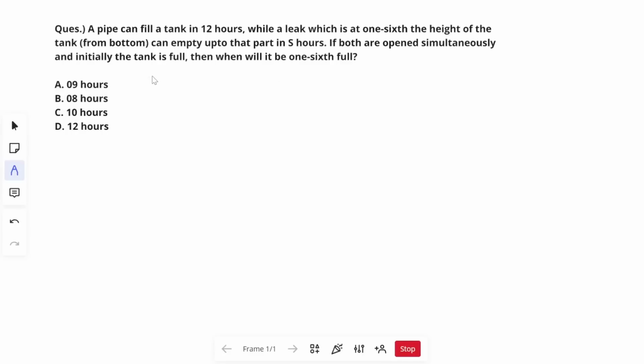So how can we solve this question is, first of all, let's understand the statement again. A pipe can fill a tank in 12 hours. Okay, this data is given. So based on this data, what we can write is filling rate is going to be 1/12 per hour, right? In 1 hour it will be 1/12, right? Next is leak is at 1/6 of the tank and can empty that part in S hours. Okay, so what can we write in that case? Emptying rate is equals to 1/S per hour.